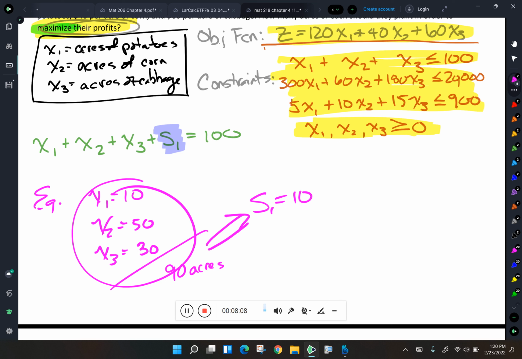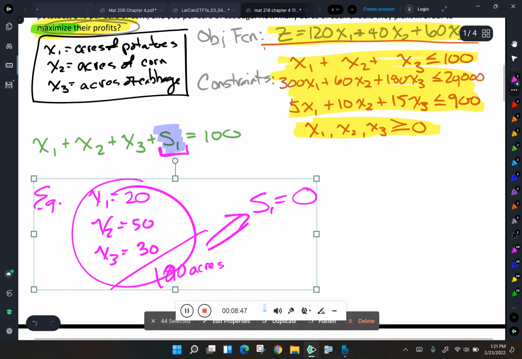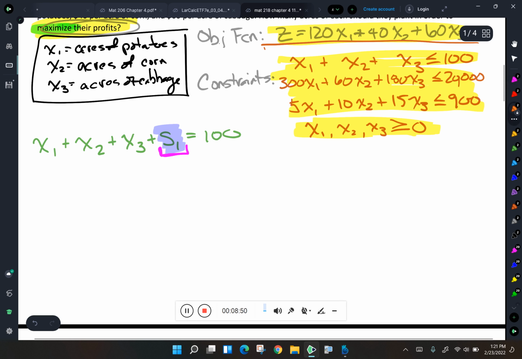Right? I've got to turn an inequality into an equation. So I'm adding essentially an extra variable, and the purpose of that extra variable is to take up any potential slack. Now, if the actual final answer works out so that it adds up perfectly to 100, then it just means that there is no slack for that first inequality, that there are no leftover unused acres. Right? When we write the slack variable for the second inequality, we're going to get this.